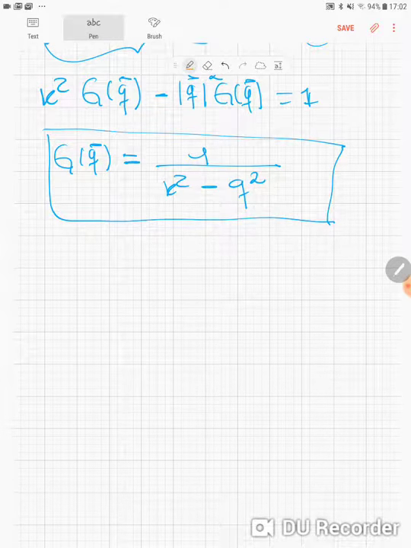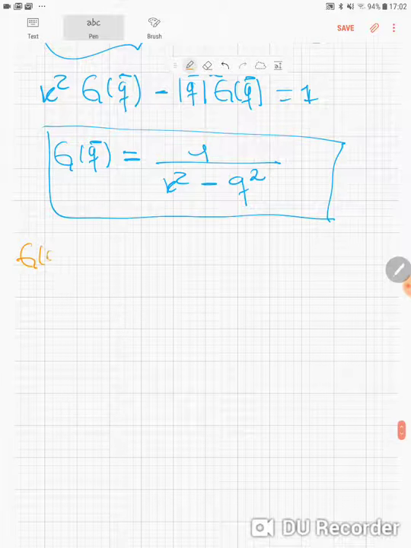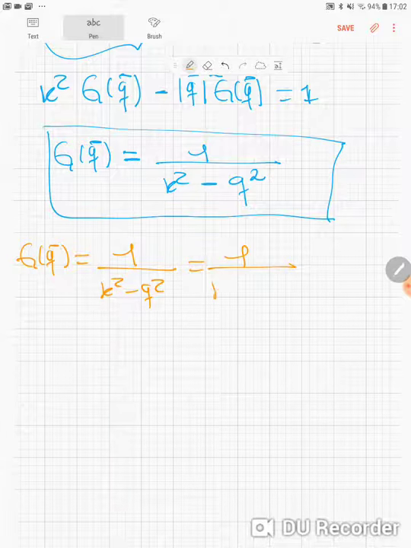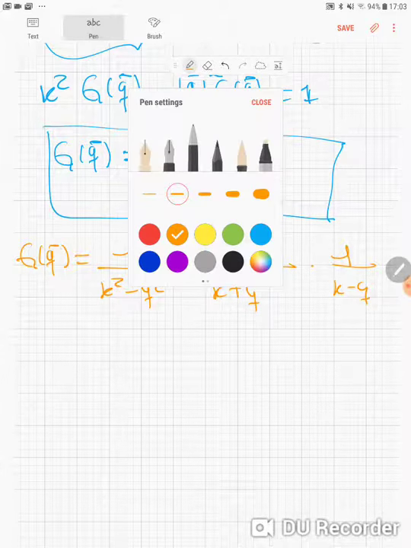So now you can express this in the pole form as well. So you can say that this G of q is equal to 1 divided by k square minus q square, and this is just the product of this pole form, which is 1 divided by k plus q times 1 divided by k minus q. This is another form of expressing this if you like. And then I think this color is not a good idea because we cannot see it so well.